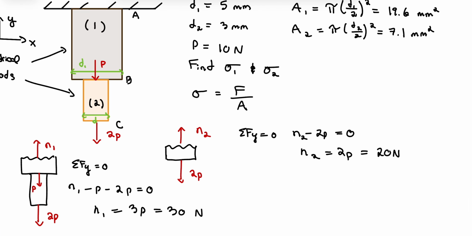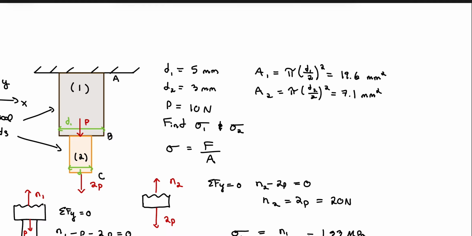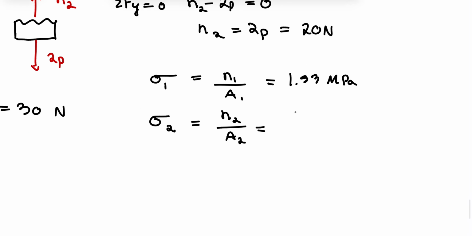Now let's do the same thing for rod 2. We know sigma 2 is going to be N2 divided by area 2. And looking at these values, we know that our N2 is 20 newtons, and that is over an area of 7.1 square millimeters, which gives us a normal stress of 2.82 megapascals. So these right here are our final answers for this problem.